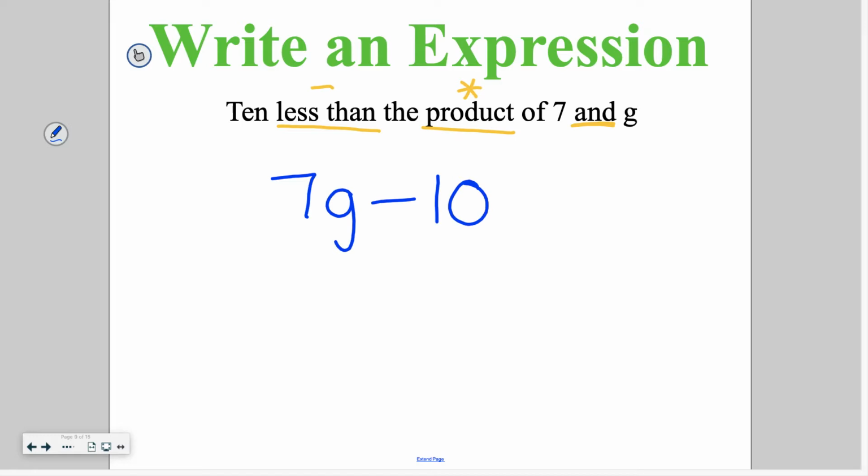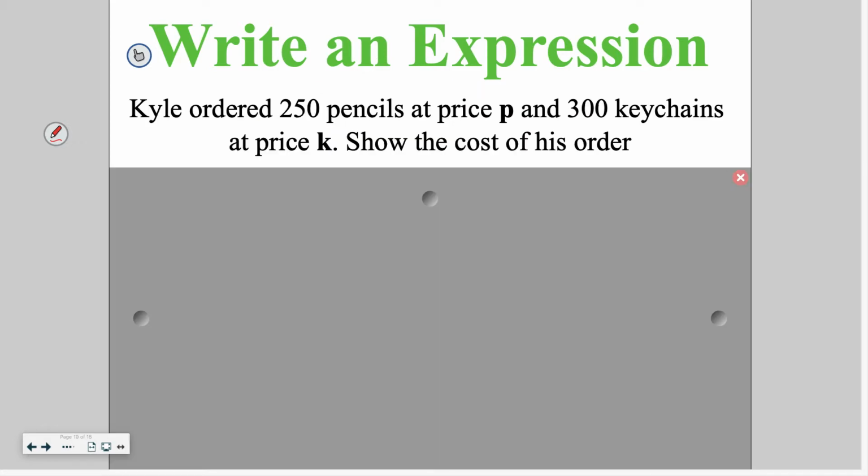As I mentioned earlier, I was going to say something about less than. If you see less than, the number is always going to go after the subtraction sign. So it says 10 less than, so 10 comes after the subtraction sign. So if you ever see the phrase less than, it goes after the subtraction sign. Go ahead and try to write an algebraic expression for this one on your own.